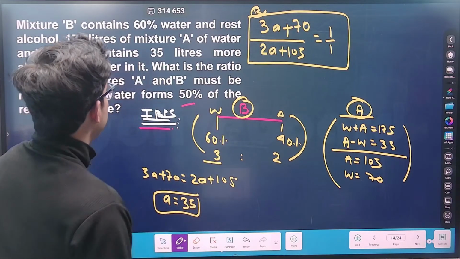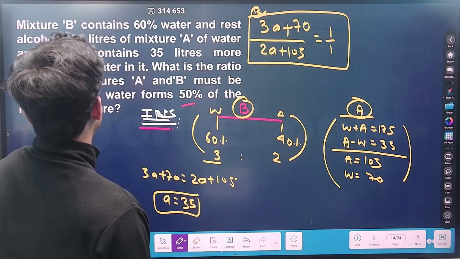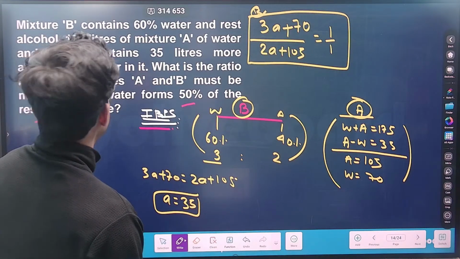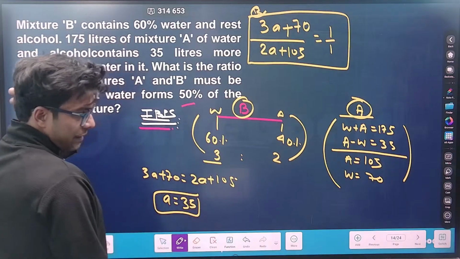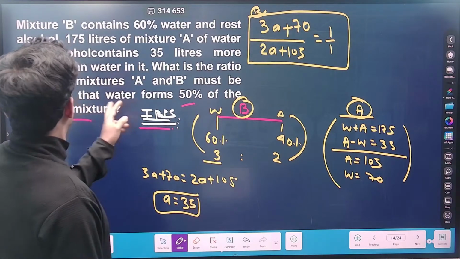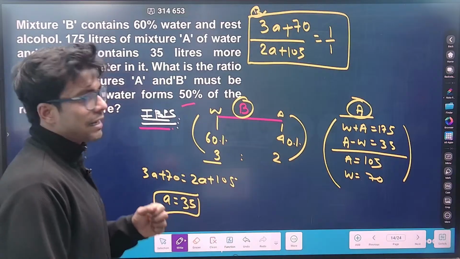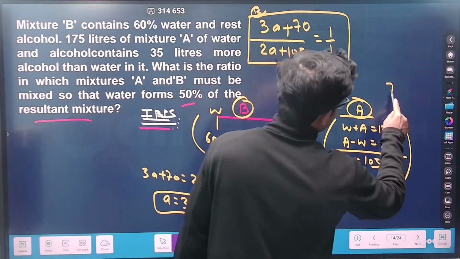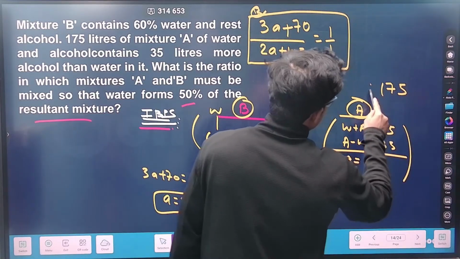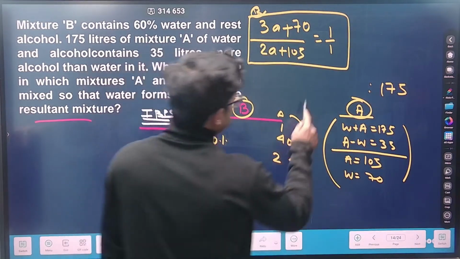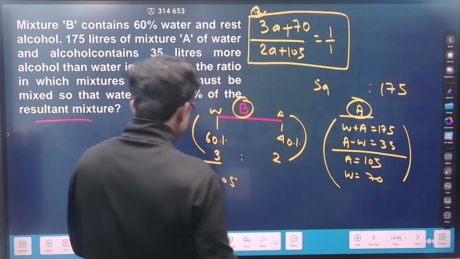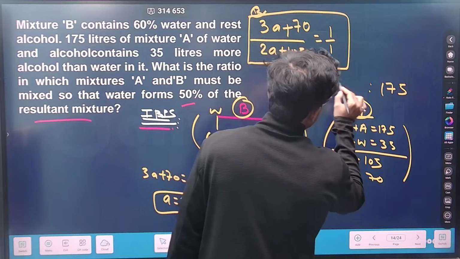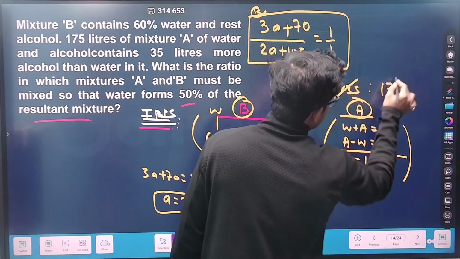Now they are asking for the ratio in which mixtures A and B must be mixed. The total mixture of A is basically 175, correct? And the total mixture of B is 5A, and the value of A is 35, so I would write 5 into 35. So the answer would be 1:1.